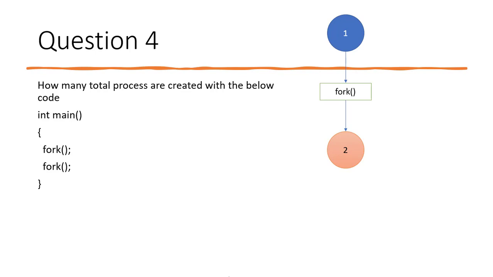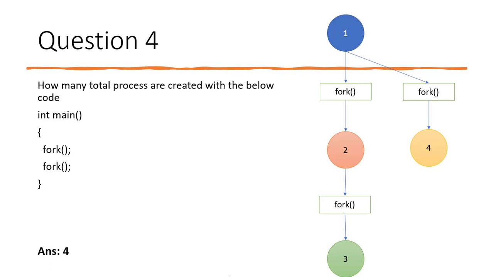Since there is no if-else there, this means the second fork is going to run in both the parent as well as the child. So if it runs in both, this means both the processes are going to further create two more child processes. Alright, so in total there will be 4 processes and there are 3 child processes.